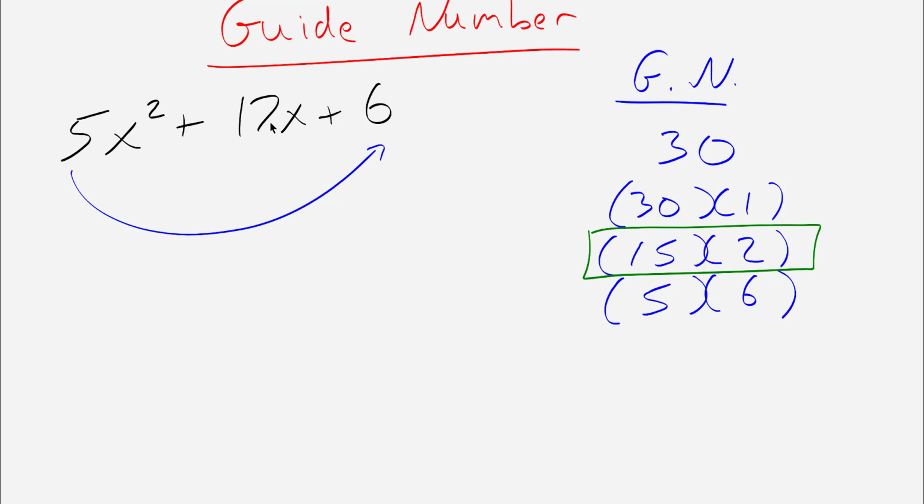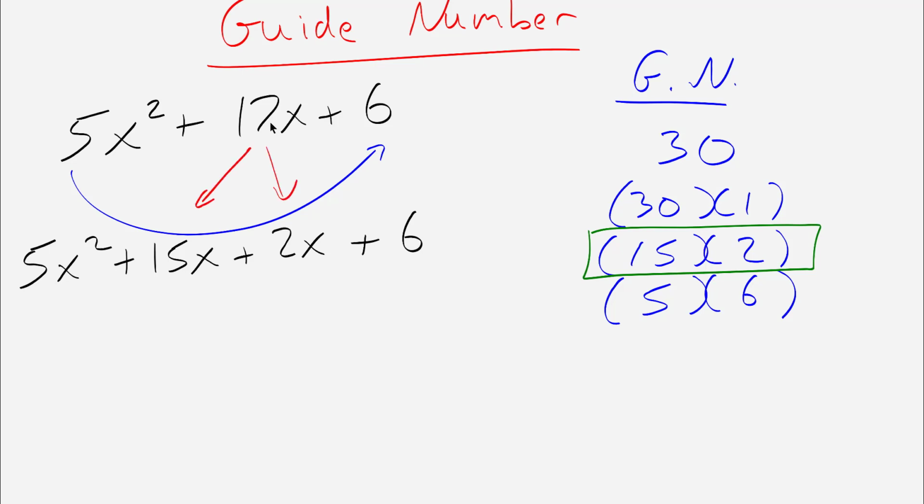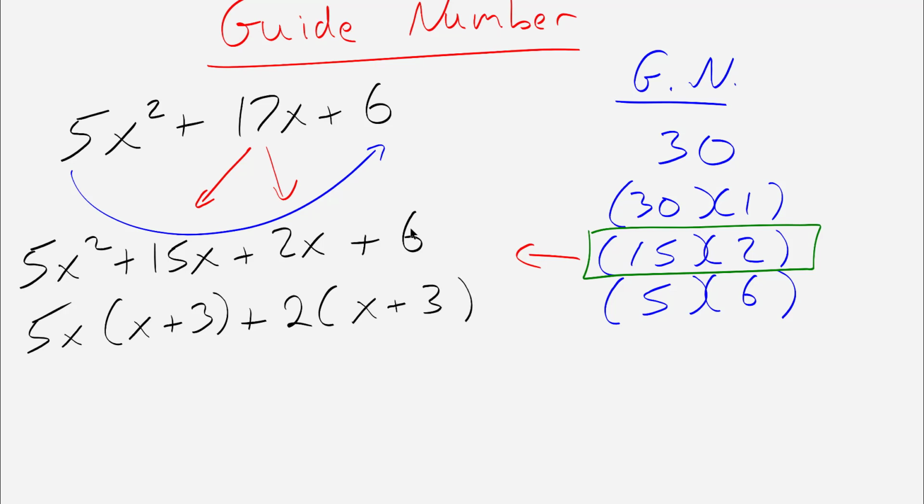So, starting with the question, rewriting it, 5x squared plus 15x plus 2x plus 6. Remember, we split the 17x up, and what we split it up into came from the factors of the guide number. Once you're here, it's just a case of doing your grouping, factorizing out 5x out of the first two terms, and you'll have x plus 3, plus what's common to the next two terms is 2, and you'll have x plus 3. Then finishing the question, x plus 3, bracket 5x plus 2 is how we factorize this trinomial.